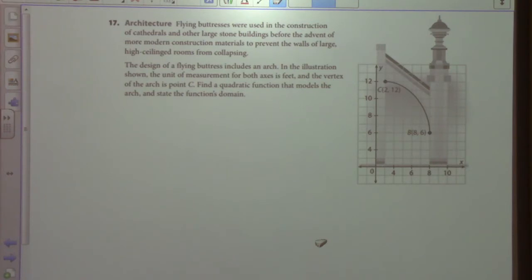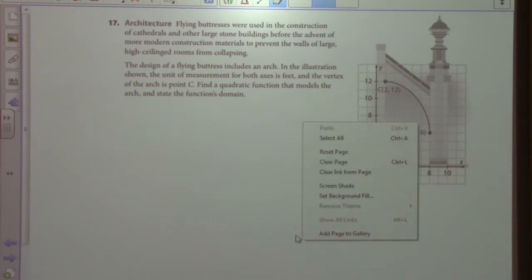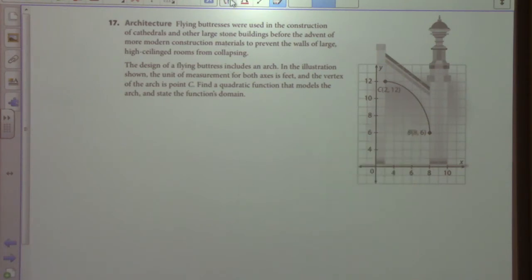Do you have any ideas of how to do this problem? Just something, can you think of anything we've looked at that might help with this? Okay, well, I will give you something, but what I'm going to show you is something that when I had you take notes, remember that one time? I had you take notes on what we call a vertex form.